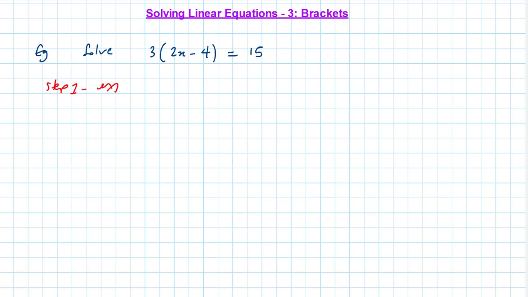The first step is to expand the brackets, like we did on the last video. So we multiply everything inside the bracket by the number that's outside it. 3 lots of 2x is 6x. 3 lots of negative 4 is negative 12. And that equals 15. Now, quite simply, we solve it just like we did on the previous videos.